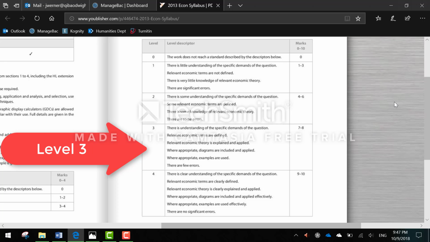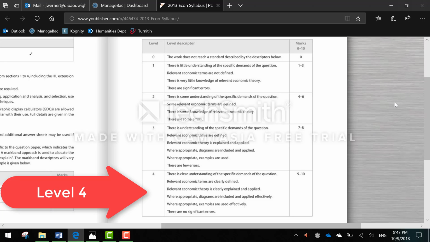So really, a level 3 response is like a really good response. It's a very complete response. And the only difference between 3 and 4 is that 4, as we see in this criteria, represents a clear understanding of the specific demands of the question, and examples are used effectively, diagrams are applied effectively.